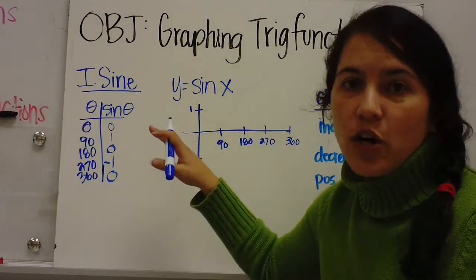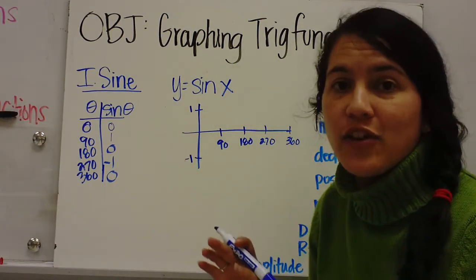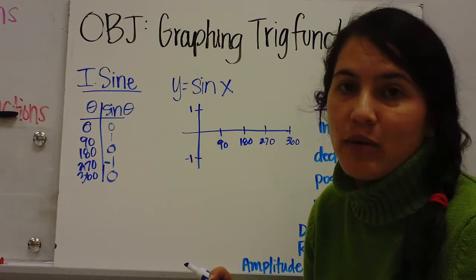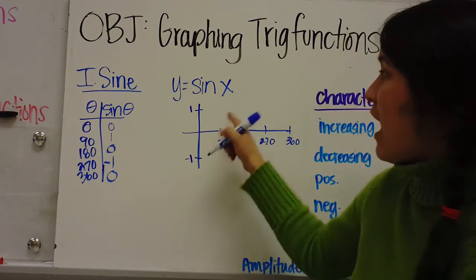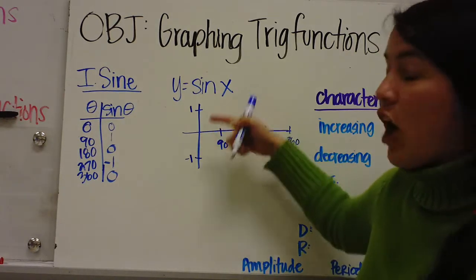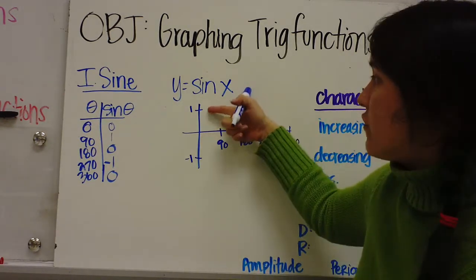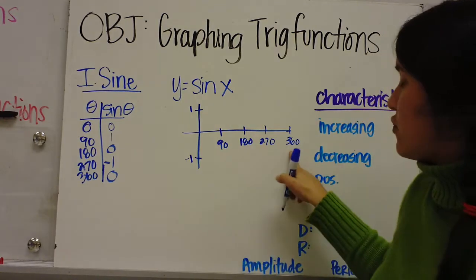Now, the reason this works is because it goes back to the unit circle, which is not something that you need to know in Math 1. If you have questions, I can show you the unit circle, but then I have a graph. I already graphed it from 1 to negative 1, and then you see my intervals.